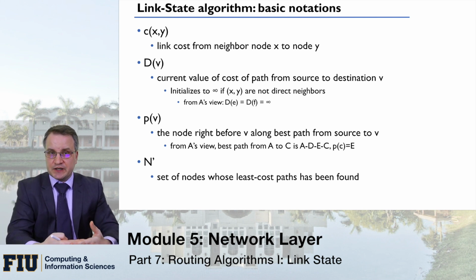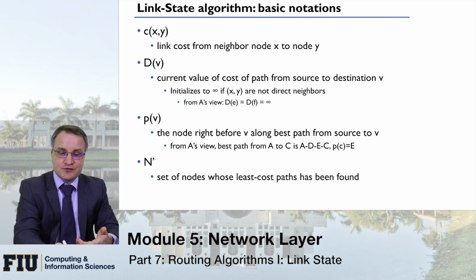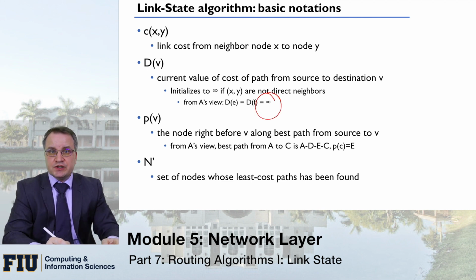So that's basically it. And there's another special initialization: all other nodes that you cannot reach directly will be initialized to the so-called infinity. Another special notation is this p(v), which means the node right before v along the best path. This one is not exact, but it will be needed to calculate the next hop.